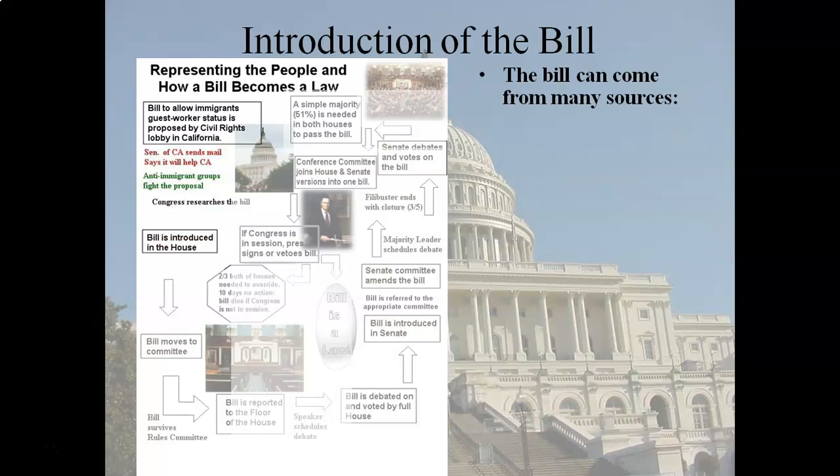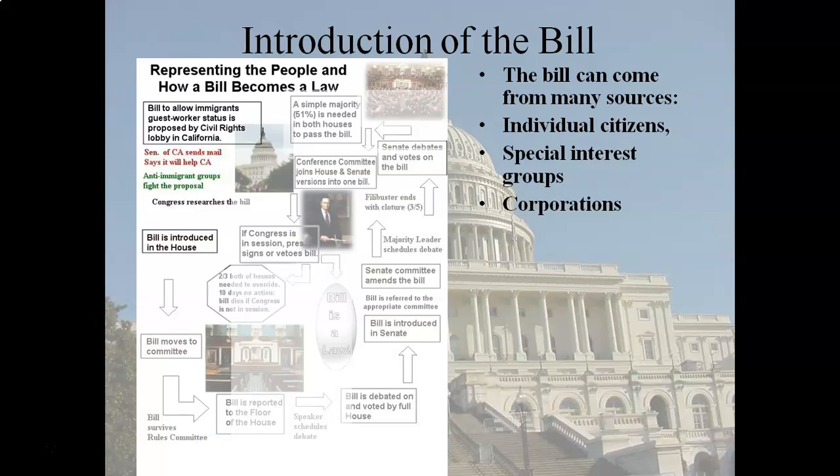Well, a bill can come from many sources. For example, individual citizens like you or I could actually compose a bill and send it to a congressman. Special interest groups can produce a bill, say the lobby for the oil and gas industry or the lobby for the environmental groups, that sort of thing. And they do write up a bunch of bills and submit them to Congress. Corporations can write up a bill.